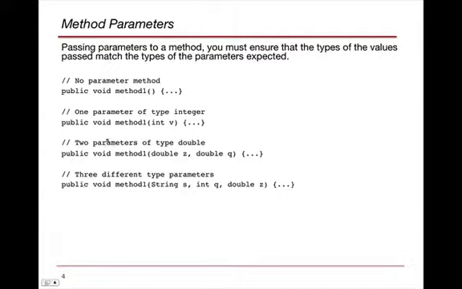In terms of parameters, we pass parameters into the method. We have to ensure that the types match the types of the parameters expected. So, for example, these are the declarations.